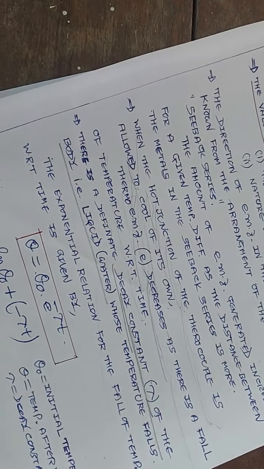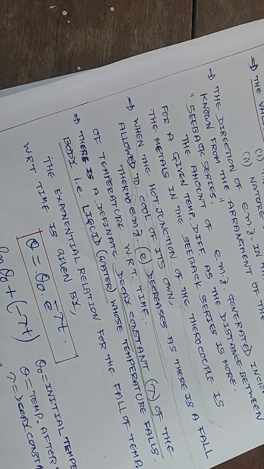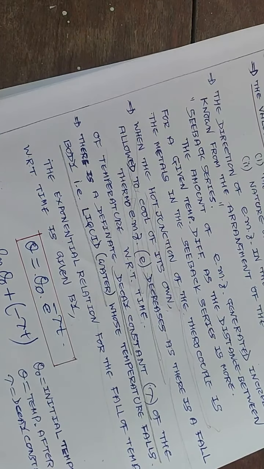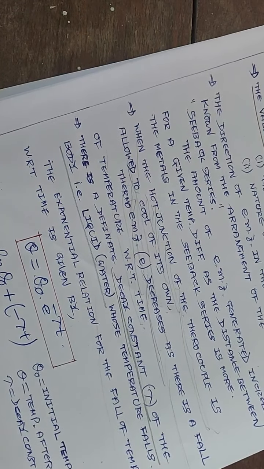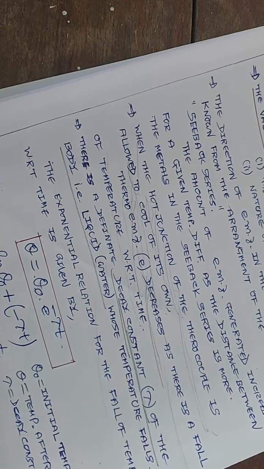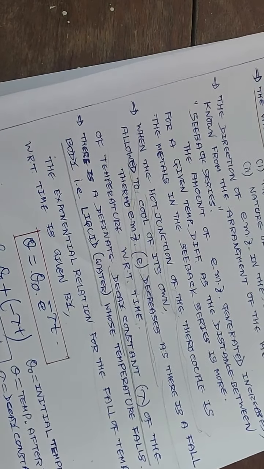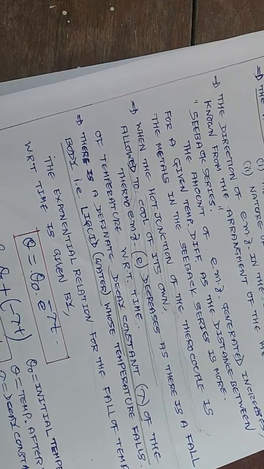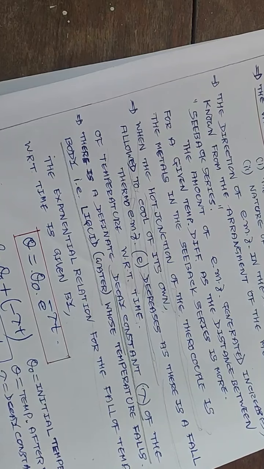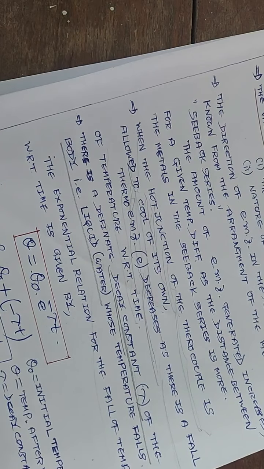Now this is the log with base e. You have to convert the e base to 10 base, so you can write this equation as log of theta in the base 10 is equal to log of theta 0 in the base 10 minus lambda t upon 2.303. If you want to convert log from e base to 10 base, you have to divide by 2.303.